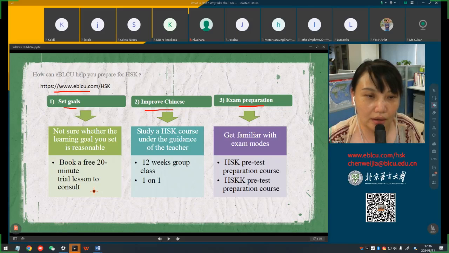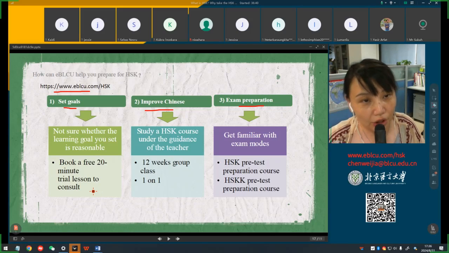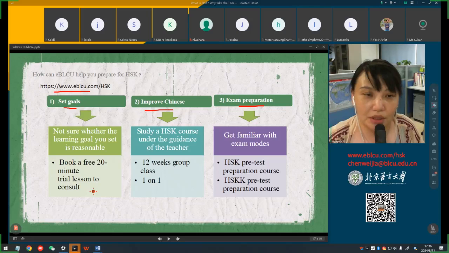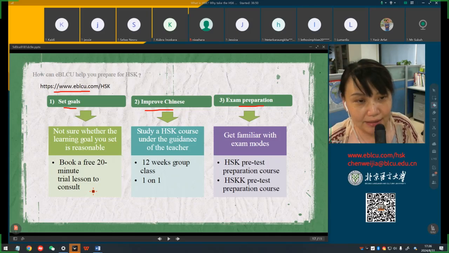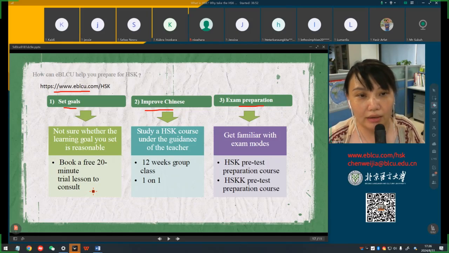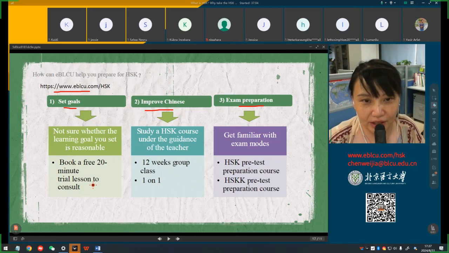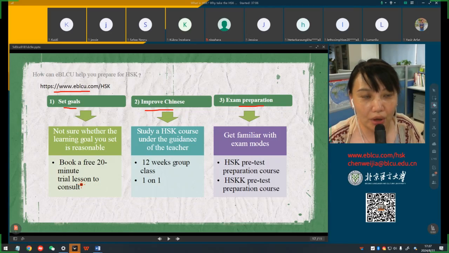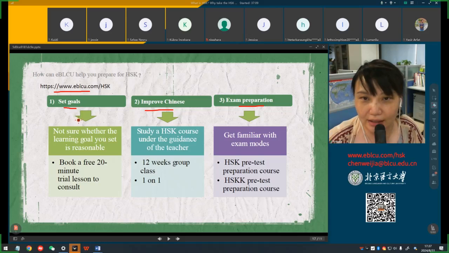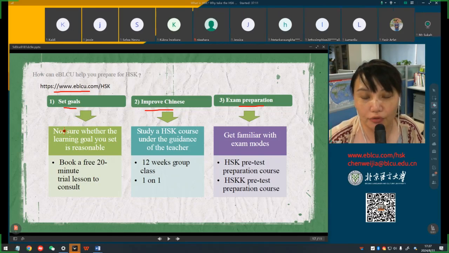You can talk to the teacher about your goal, and the teacher can understand your current Chinese level and also give you some suggestions about whether you can finish that learning task and achieve your goal in a certain time. But of course, in the first place, you need to get an idea of why you need to take the HSK test. What is my goal for learning Chinese? That is something only you can do.